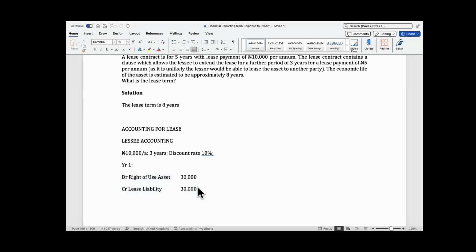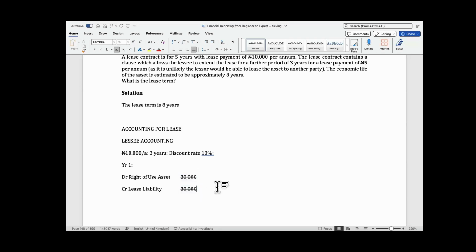Okay. So, like I was saying, the 30,000 cannot fly because it's a future value. In reporting, we don't recognize future value. What we recognize in our books is the present value. So instead of this 30K, it will not fly. Let's cross it out. 30K will not work.